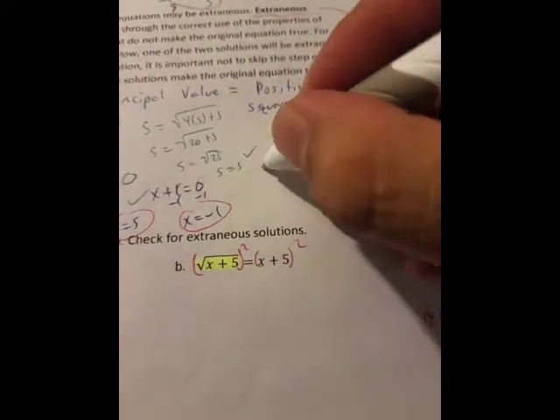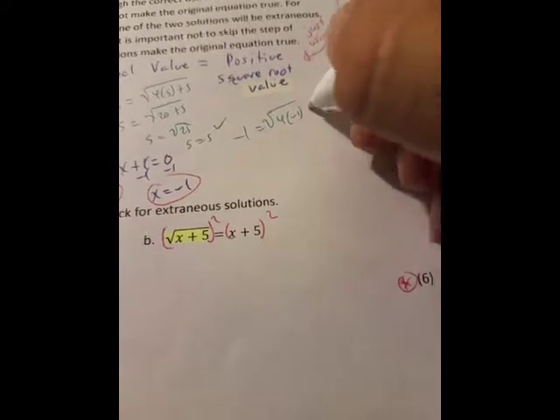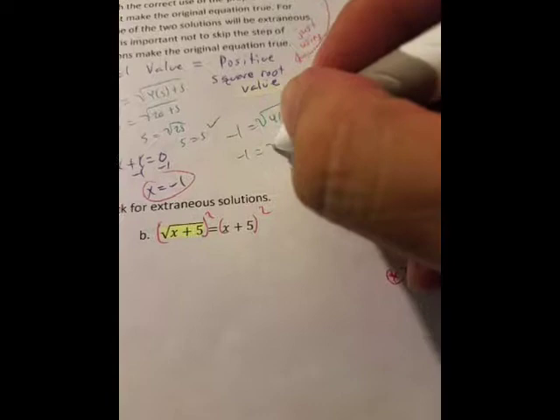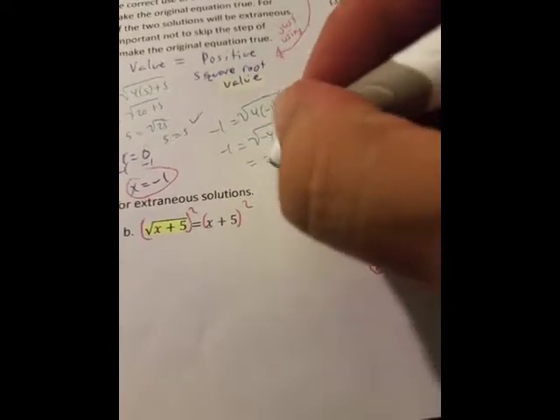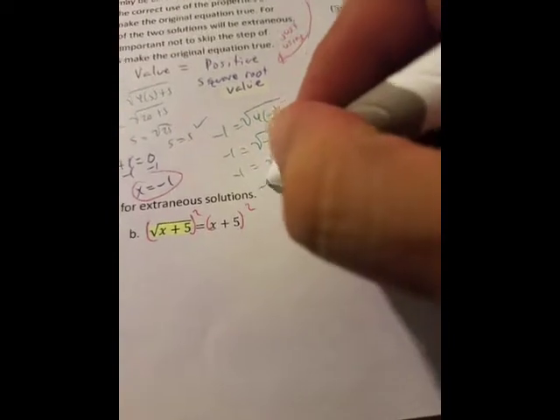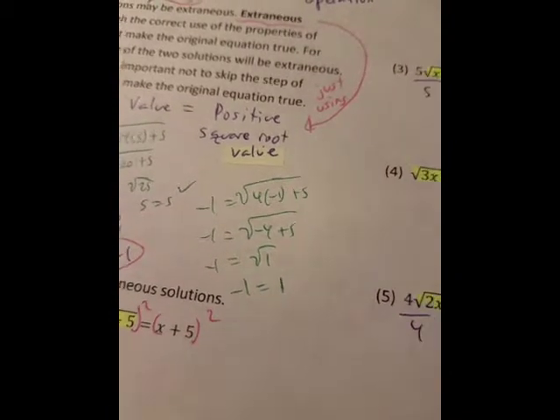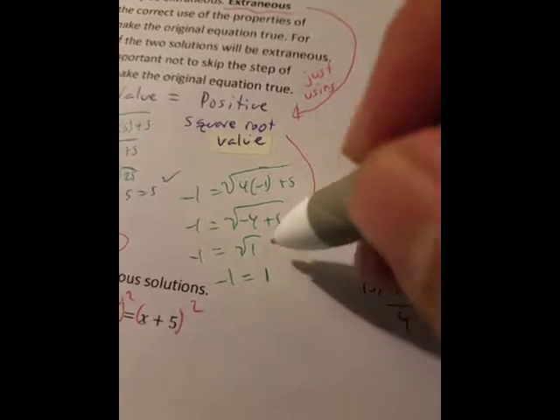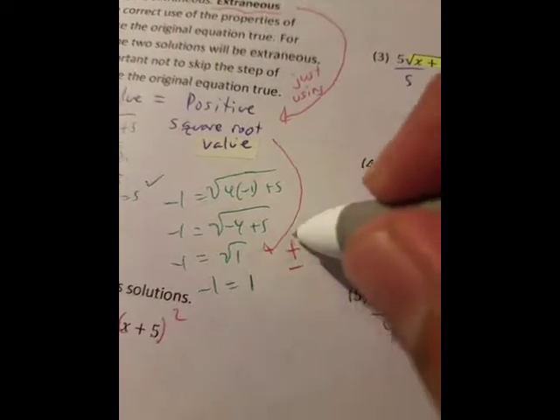Negative 1 equals the square root of 4 times negative 1 plus 5. And then you get negative 1 equals the square root of negative 4 plus 5, which equals the square root of 1, negative 1. We have a problem here. Now, the principal root value is this. We know that if we take the square root, we technically should get a plus or minus 1, okay?